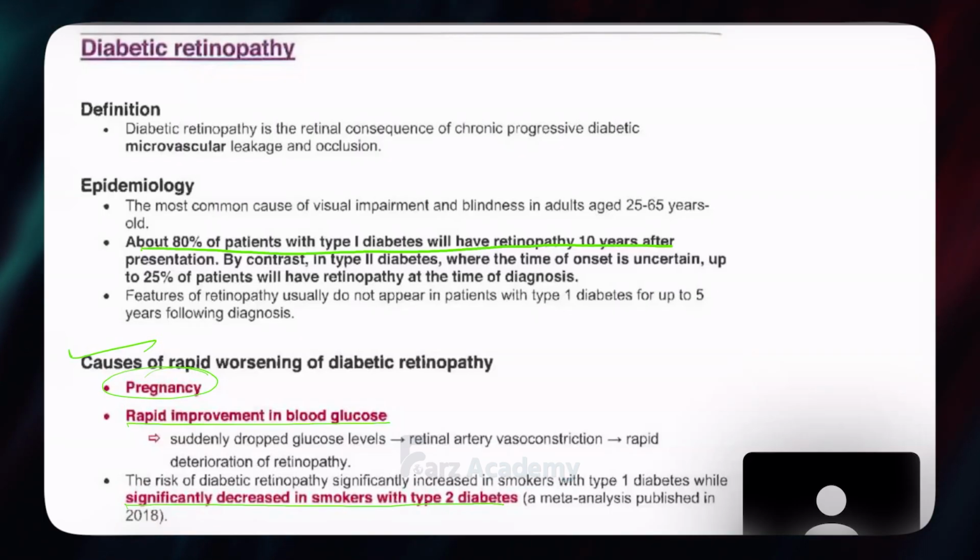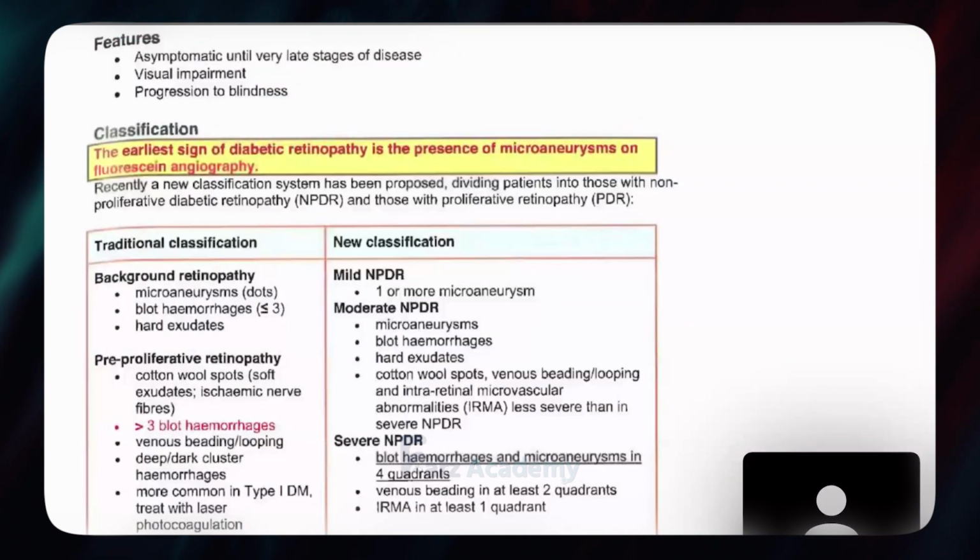So strangely, if you are a smoker with type 1 diabetes, then your chance of diabetic retinopathy is very high, as expected. But if you are a smoker with type 2 diabetes, then the chance of diabetic retinopathy is low. This was published in a 2008 meta-analysis, and for some reason, NICE really wants to differentiate between these two. So this is very commonly asked in the exam.